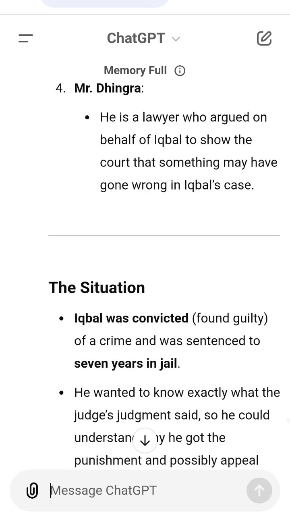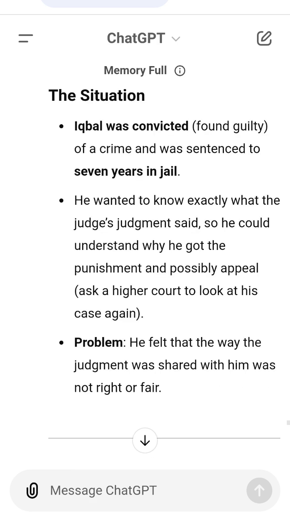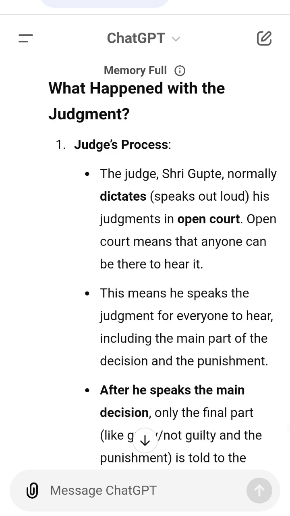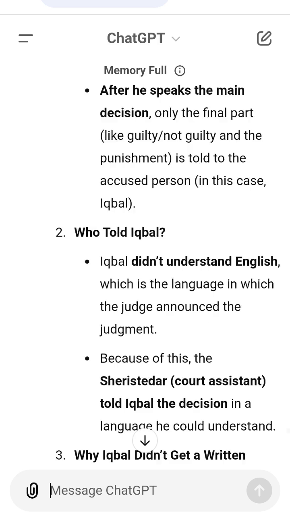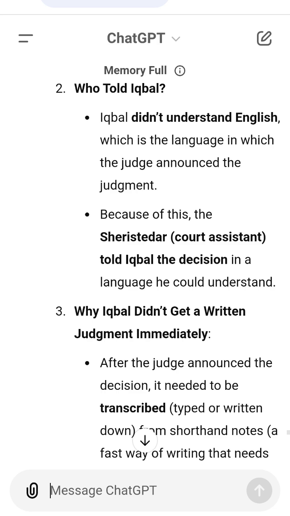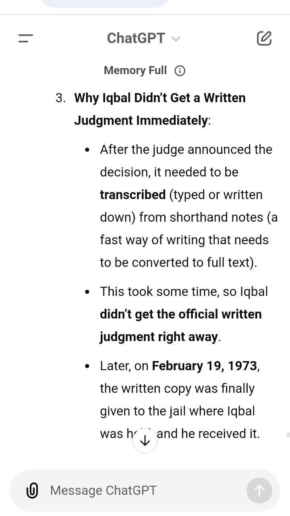The court said that while it's generally better for the judge himself to tell the accused about the decision, having the Sheristadar do it wasn't a problem in this situation. 7. Why the court thought this was okay. The court explained that as long as the judge announced the judgment in open court, it was enough to consider it properly shared. The court believed that the Sheristadar was just helping to explain the main decision to Iqbal in a language he could understand.